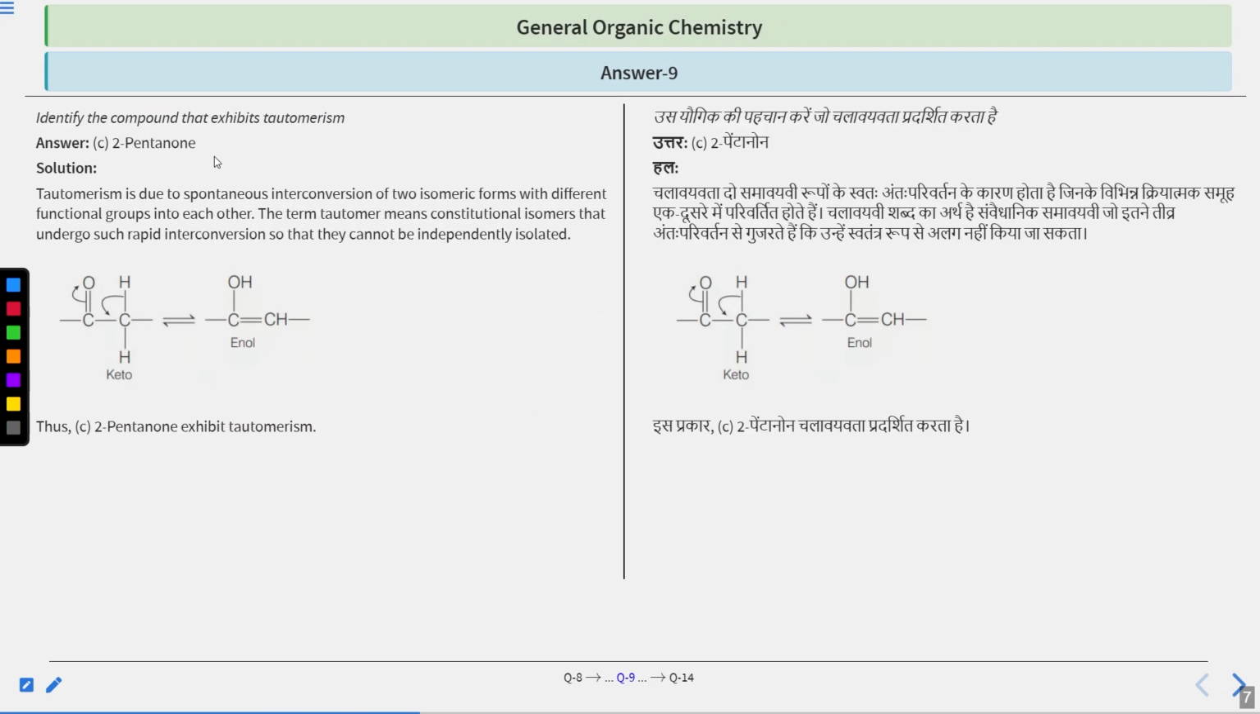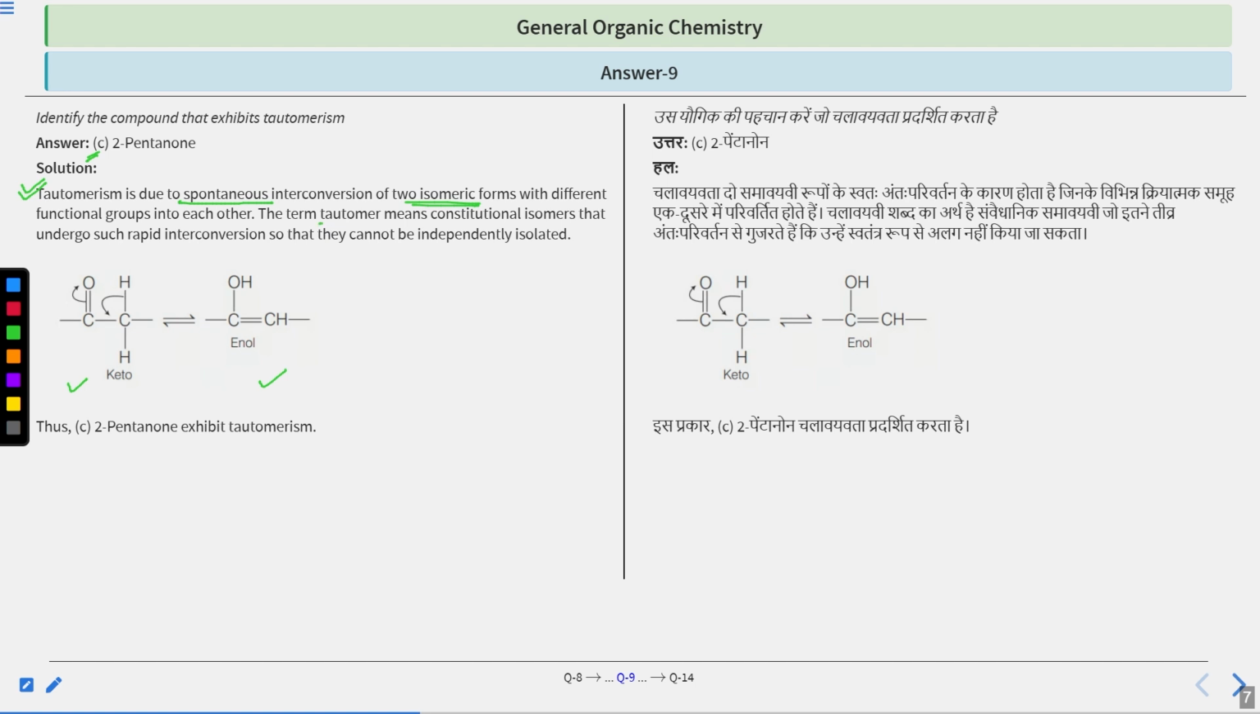Let's see. The correct answer is option C, that is 2-pentanone. Tautomerism is due to the spontaneous interconversion of two isomeric forms with different functional groups into each other. Basically, tautomerism is observed due to the spontaneous interconversion of two isomeric forms. We have two forms, as you can see, which spontaneously interconvert into each other, and they both have different functional groups.